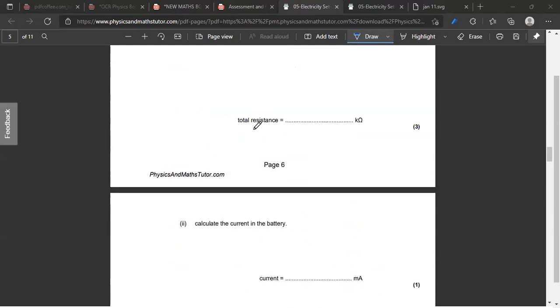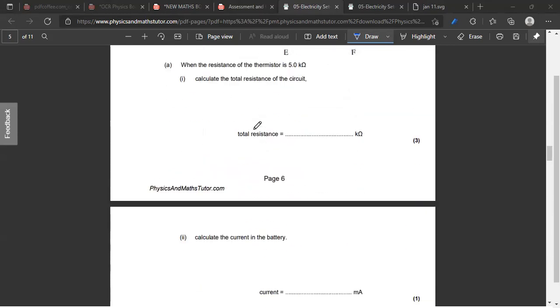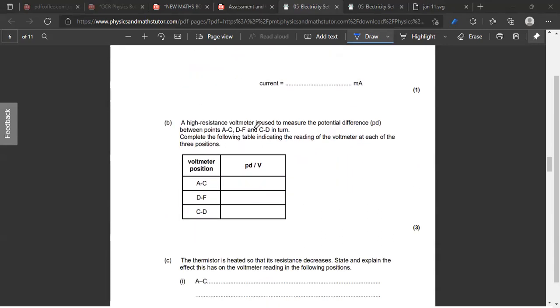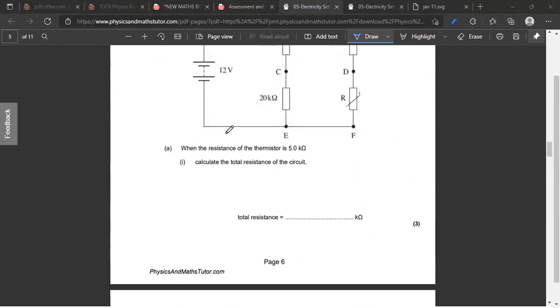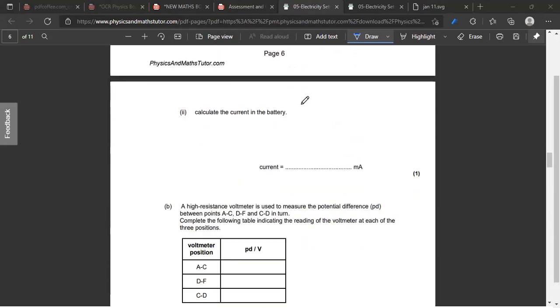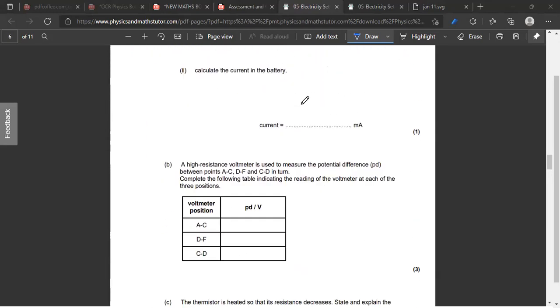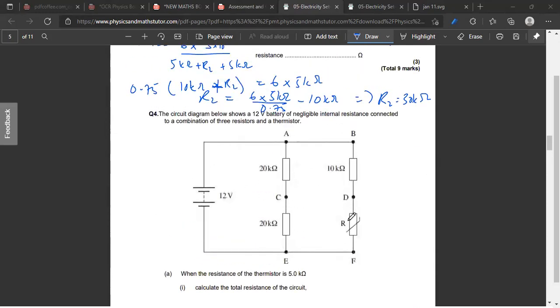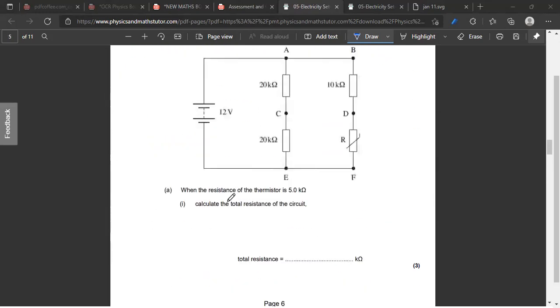So calculate the current in the battery. A high resistance voltmeter is used to measure the potential difference between the points A and C, D and F, C and D. In turn, complete the following table indicating the reading. So AC, DF, and CD.